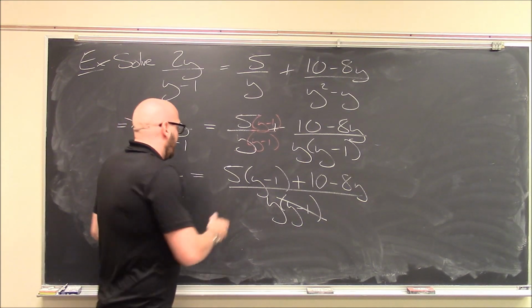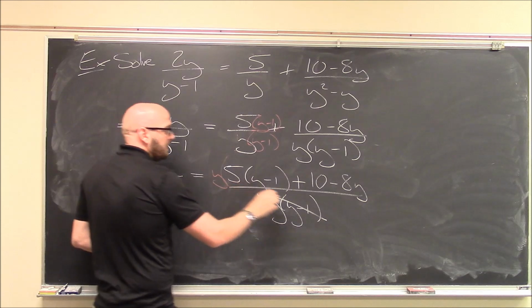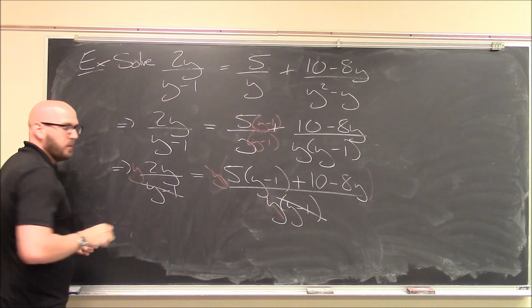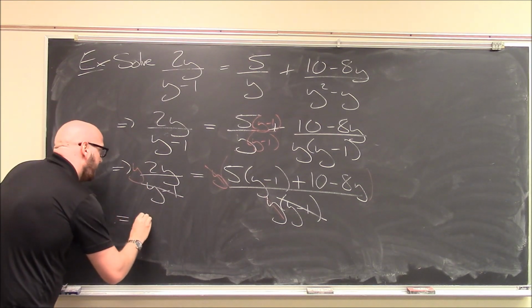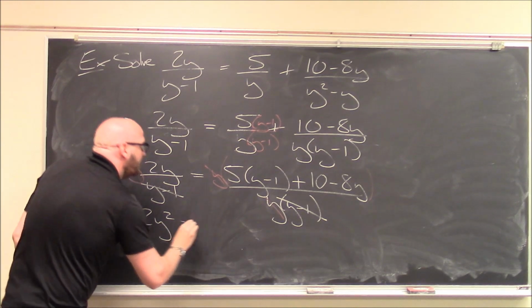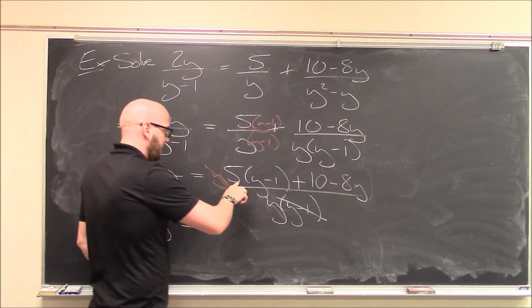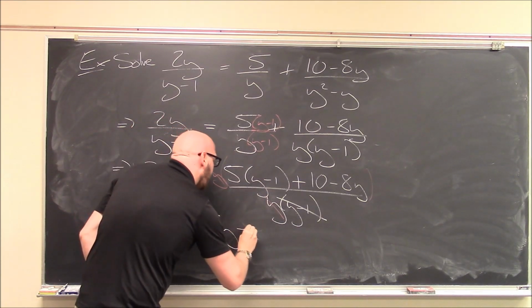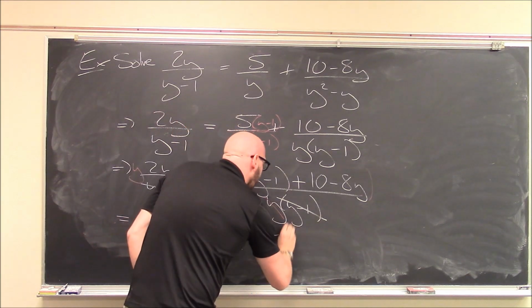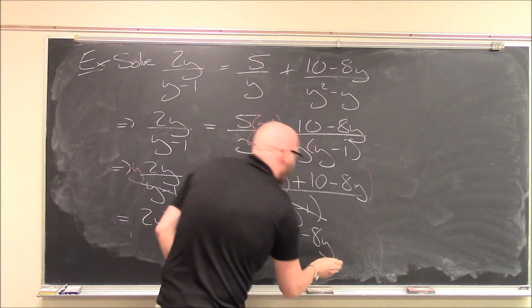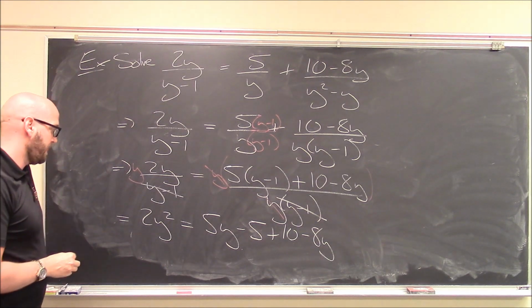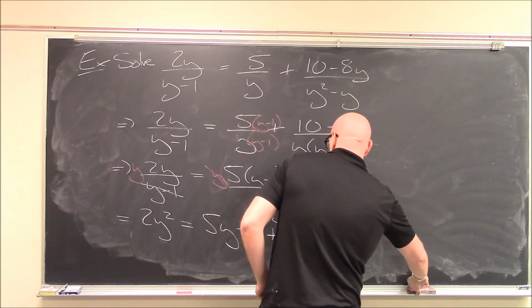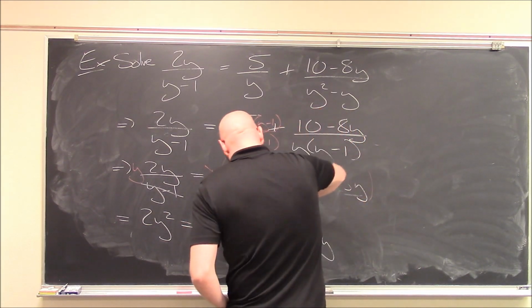And then I want to multiply the right-hand side by y. Everything here multiplies by y, so those cancel. And we'll multiply the left-hand side by y. So we've got 2y squared is equal to, we're going to distribute this as we go, 5 times y minus 5 times 1 is minus 5, plus 10 minus 8y. And I don't want to squeeze stuff in over here, so I think I'll just erase some of this. We only really need this last line.